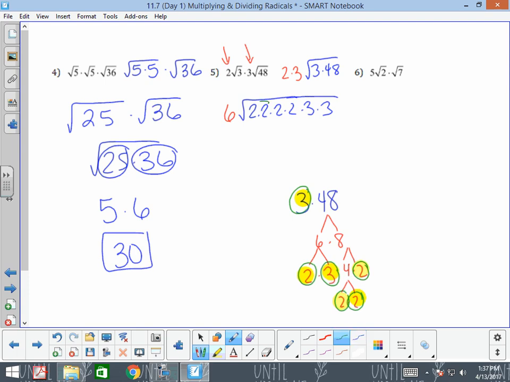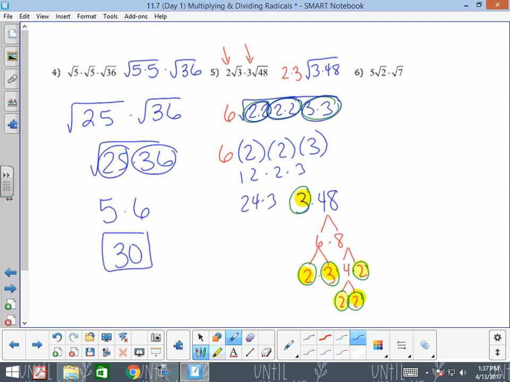Alright, so let's circle twins. Okay, so I had this 6 out here. Now what gets to come out? Well, square root of 2 times 2 is 2. Square root of 2 times 2 is 2. Square root of 3 times 3 is 3. So I'm just going to multiply all that together. 12 times 2 times 3, 24 times 3 is 72. Okay, so this is ways to work these problems because you can't use a calculator.